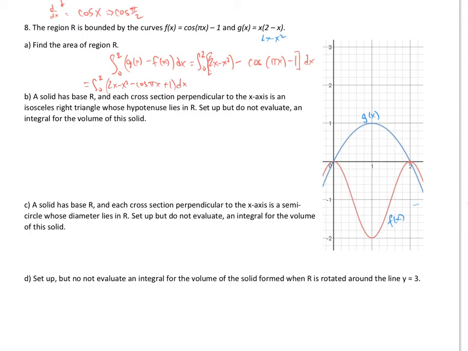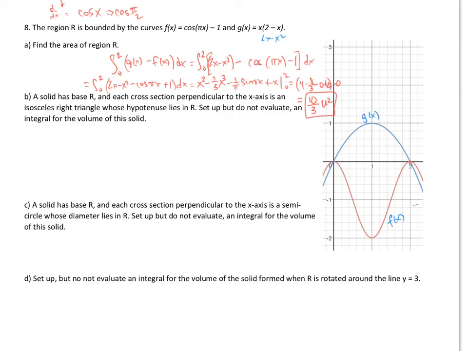We integrate this, which will give us x squared minus 1/3 x cubed minus 1 over pi sine pi x plus x on the bounds from 0 to 2. So the integral of cosine pi x is going to be 1 over pi times the sine of pi x. Plugging in our values here, we will end up with 4 minus 8/3 minus 0 plus 2 minus 0, which gives us a final value of 10/3 square units.